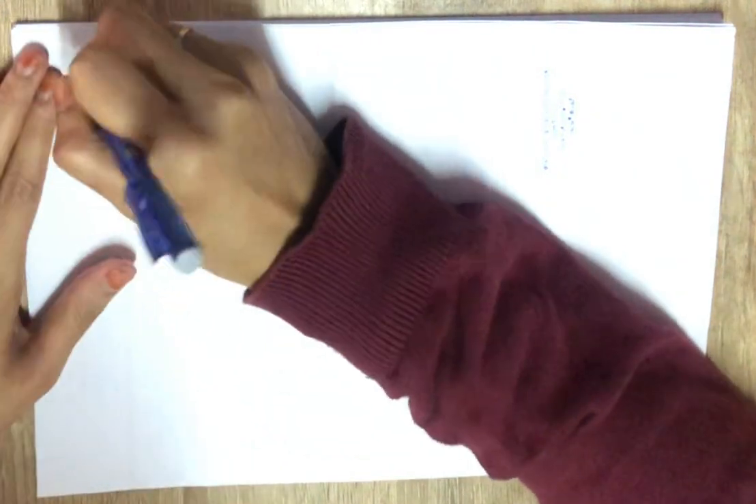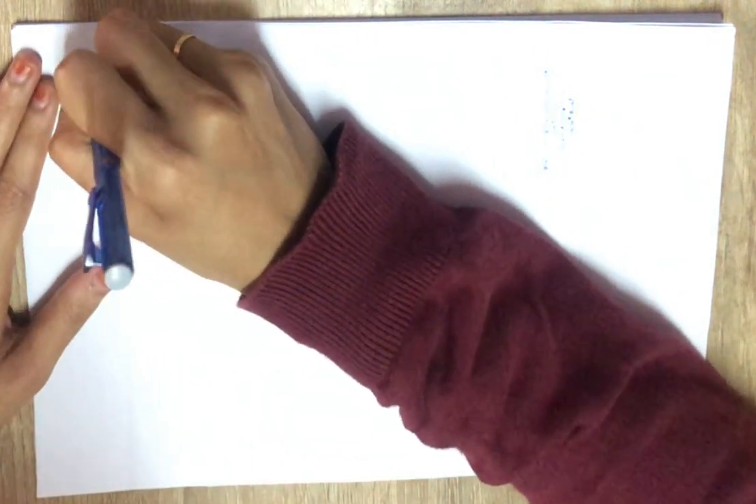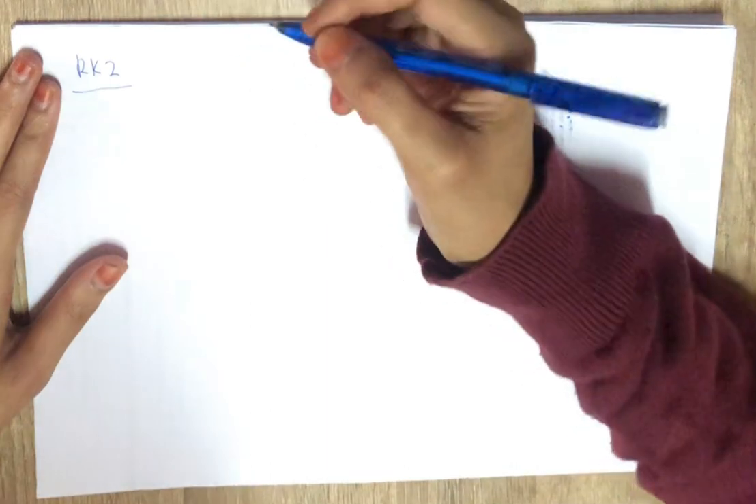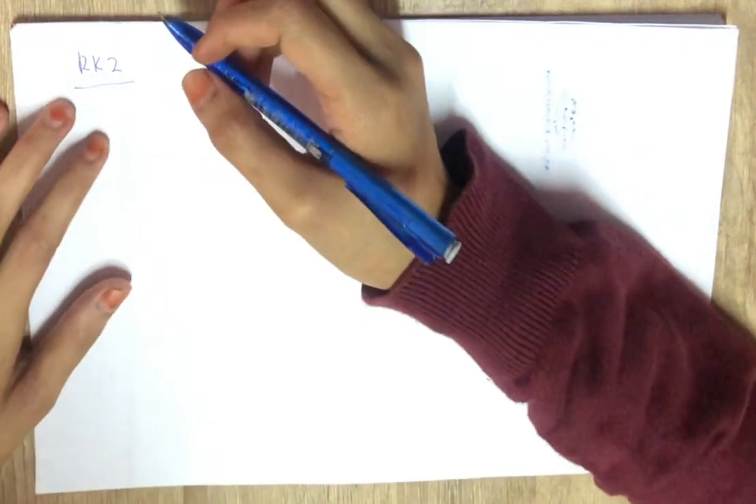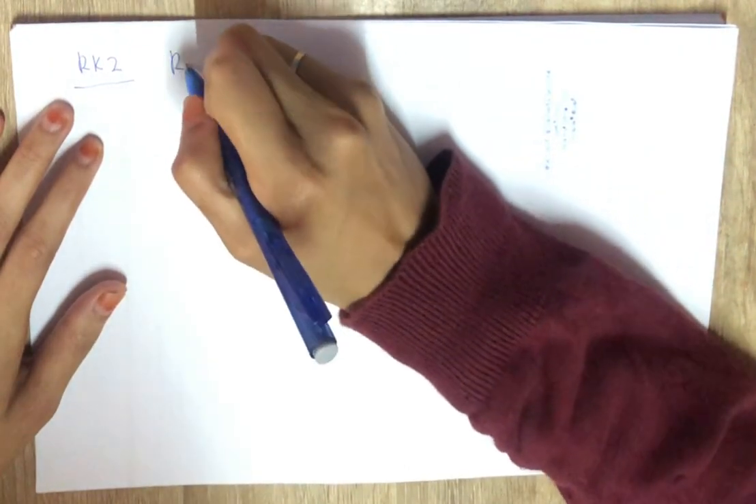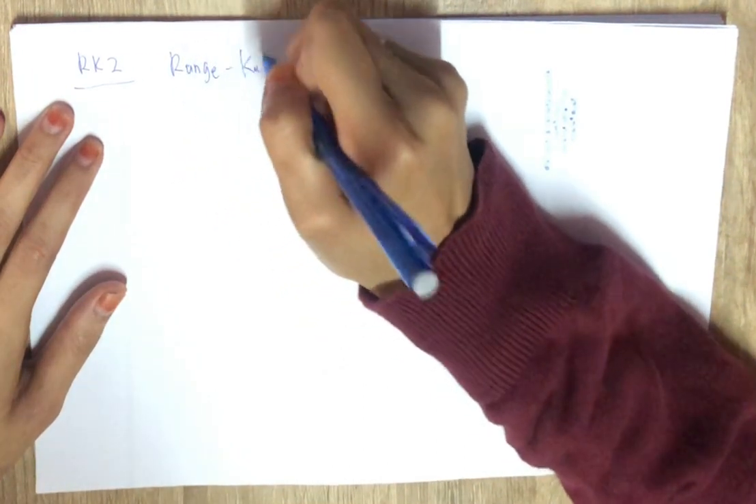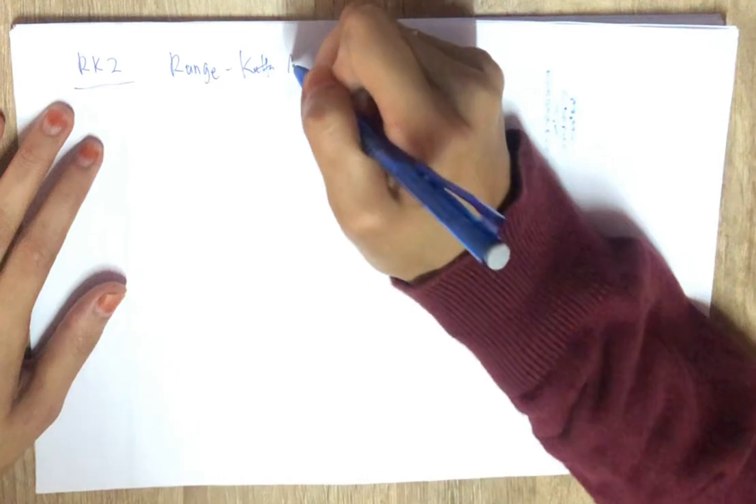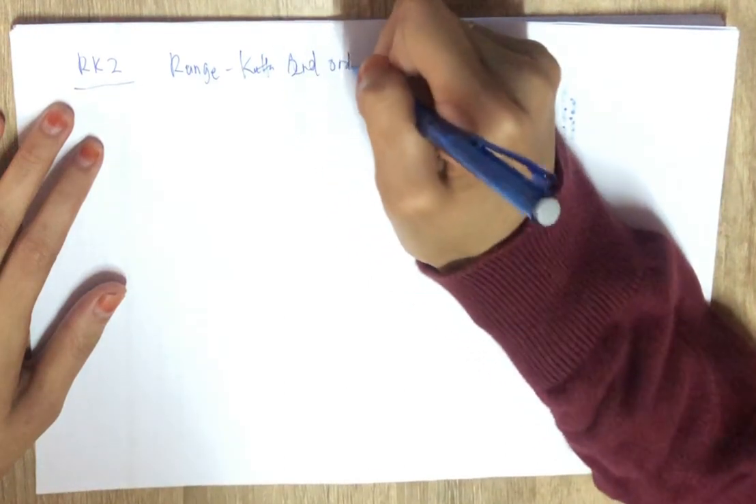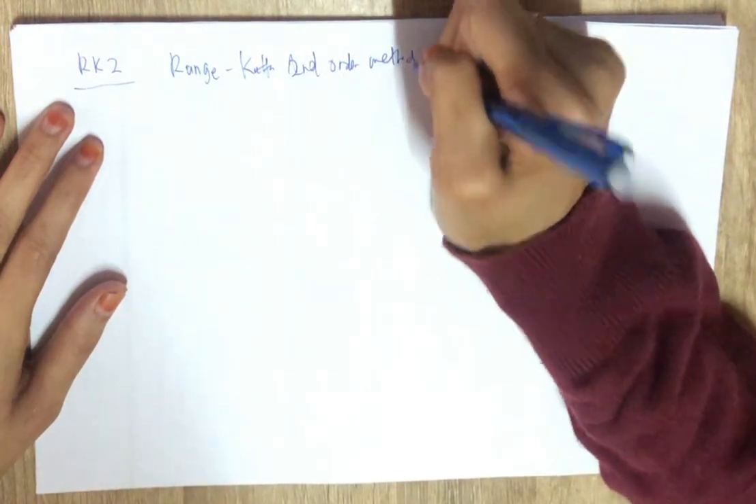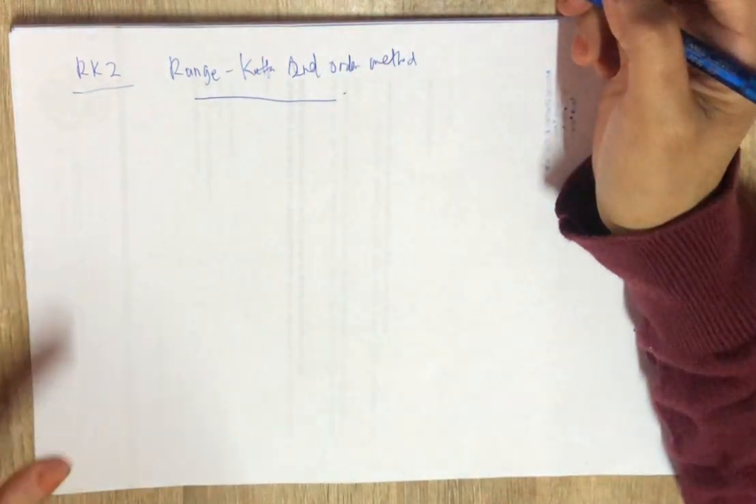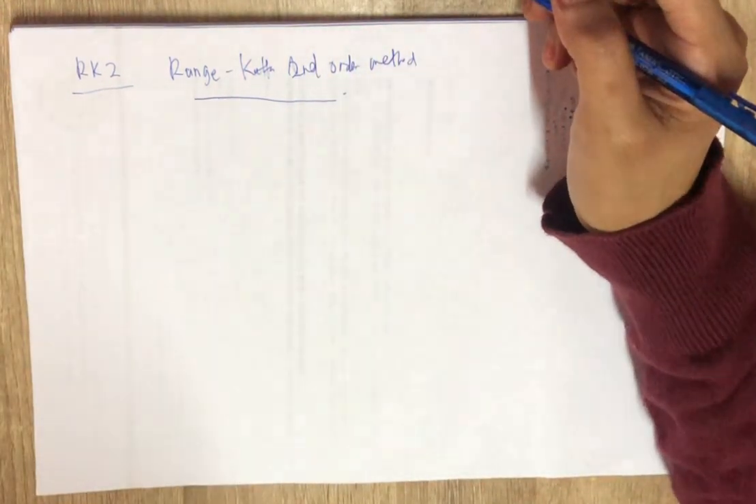Alright, okay class, so we continue with another second method that we will learn in this chapter. RK2 method, or in long form we call it the Runge-Kutta second order method. In short, I just write RK2, and hopefully you understand it.